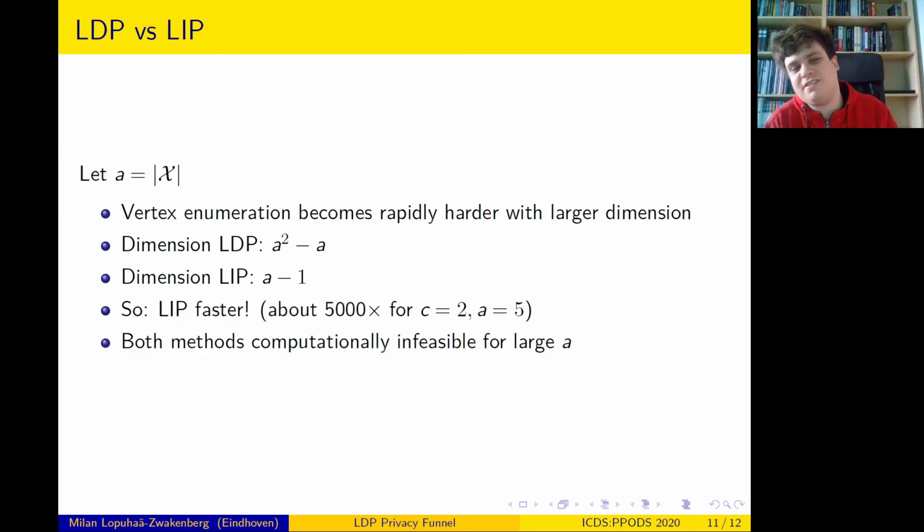But the disadvantage is that even though LIP is faster, both methods will become computationally infeasible for large A, because then the dimension just blows up, and with the dimension, the time complexity.